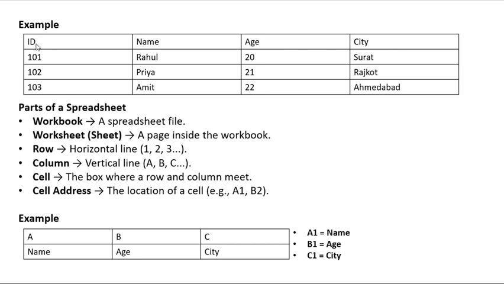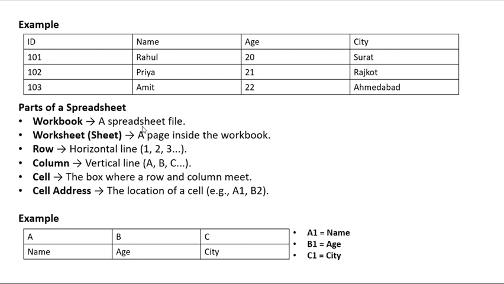As an example, these tables store data row-wise and column-wise. There are four columns: ID, name, age and city, and all the data is separated by rows. The first row is the data for ID 101, the second row is the data for the second ID, and the third row is the third student's data.